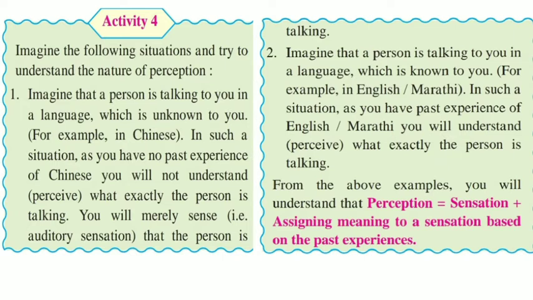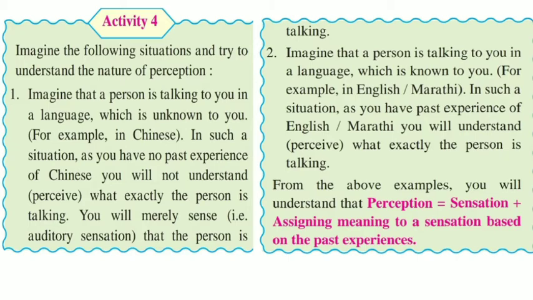Perception is a combination of sensation, and over here the sensation was auditory. There are various types of sensation related to our five sensory organs. So anything coming from our sensory organs plus assigning a meaning to the sensation based upon our past experience. So if you have a past experience of it and you also have a sensation, then it is called perception. So perception is a combination of sensation plus the meaning you give it based on your past experience.